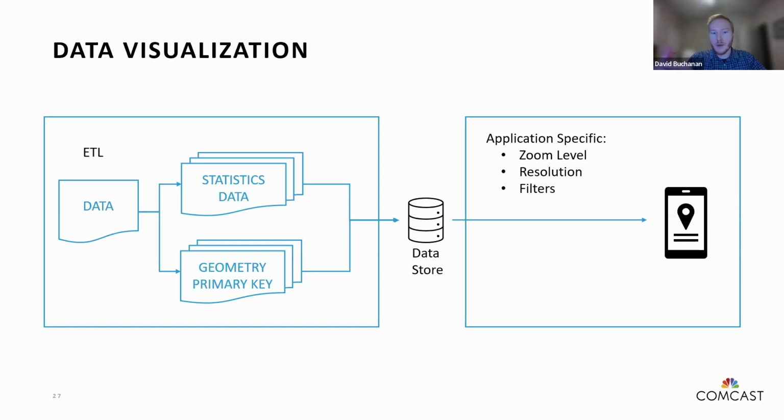And then from there, you get application specific tuning. So, if you're looking at the entirety of the United States at your zoom level, you probably don't want to render building polygons that are in a particular city. You probably want to look at state level information. But then as you dive down and zoom in closer, then you probably do want to see building level renderings.